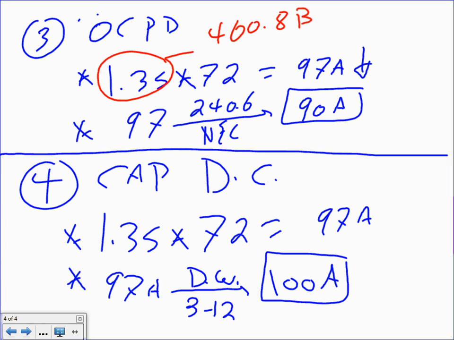Where does this number come from? I think it's C, wasn't it? That was from 460.8C, if I remember that one. Sure. Any questions, guys? Any questions?